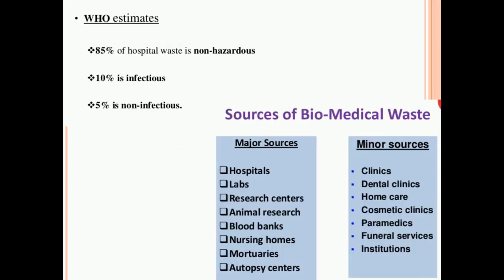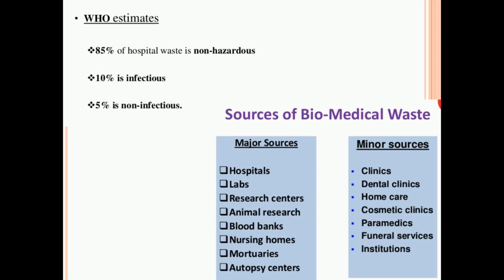Coming to a little bit of statistics, the World Health Organization estimates that 85% of hospital waste is non-hazardous, 10% of it is infectious and 5% of it is non-infectious. The most important part which has to be highlighted here is the 10% which is infectious. That is the major concern. This has to be treated in the most sophisticated manner, whereas the 85% non-hazardous waste can be treated with options like recovery, resource management and so on. The 5% non-infectious again need not need such tedious treatments. But the 10% infectious has to be given proper treatment.